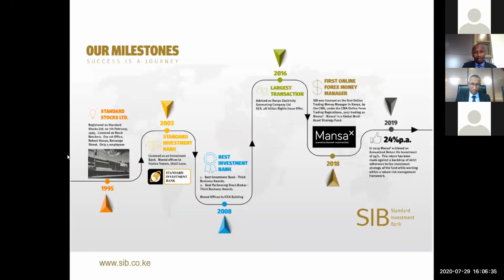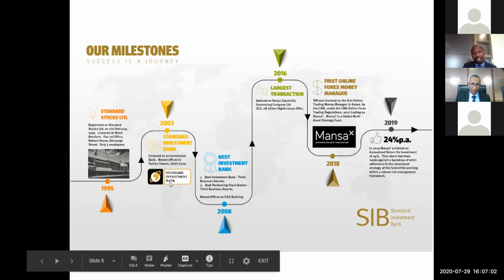This is our journey so far. The company was founded in 1995 as Standard Stocks, on 7th February 1995, as a stockbroker, and the first office was at Riani House on Kimathi Street. We started with only 5 employees. In the year 2003, SIB became licensed as a full investment bank and moved to Hazina Towers on Monrovia Street, and you can see our logo then, and until recently.